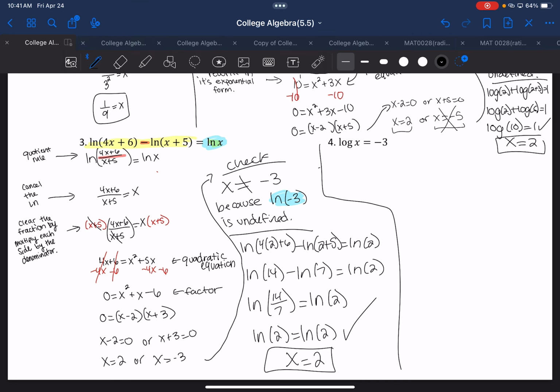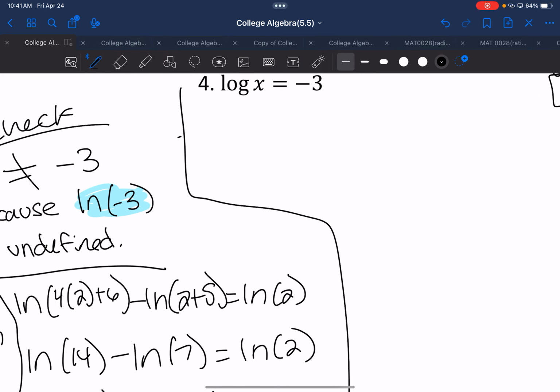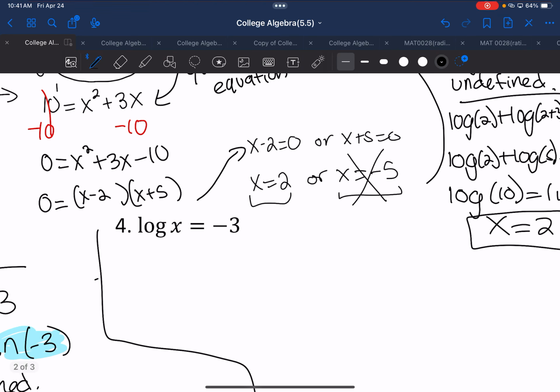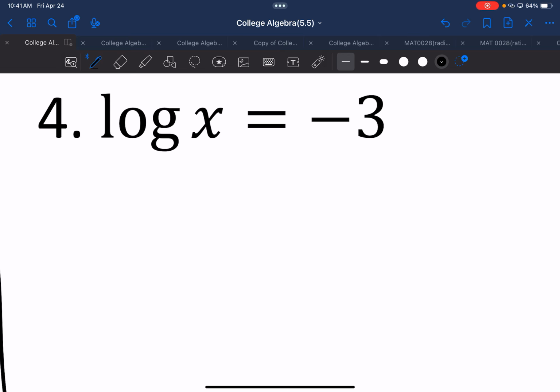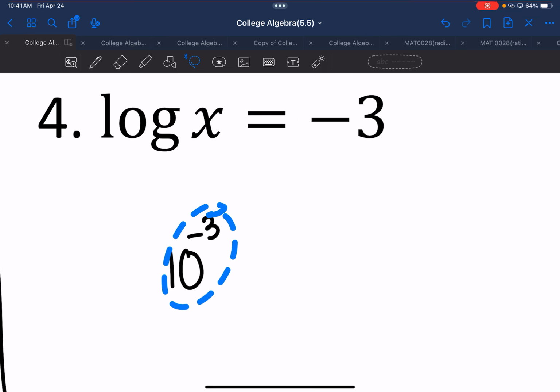Okay, I'm just going to finish 4 and we're going to take a break. Number 4, what's my base? 10. And the log's already by itself. Are we good? Did y'all copy all that down? Okay. So, how do I rewrite this? 10 to the negative 3 power equals x. Perfect. 10 to the negative 3 equals x.